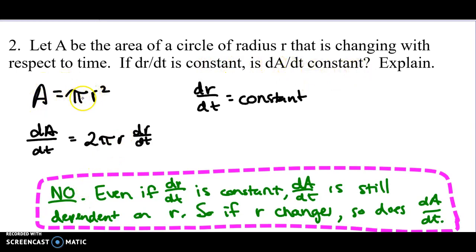We know that the area of a circle is A equals pi r squared. The derivative of that is dA/dt equals 2 pi r dr/dt. Circumference times the rate of change of the radius with respect to time. Interesting. Even if the derivative of radius is constant, what about r? So here's how I worded my answer. I said no, even if dr/dt is constant, dA/dt is still dependent on r. So if r changes, so would dA/dt. If you worded your answer something similar to that effect, then you would have gotten that right.